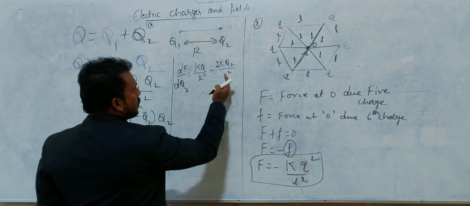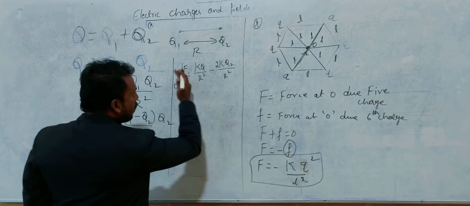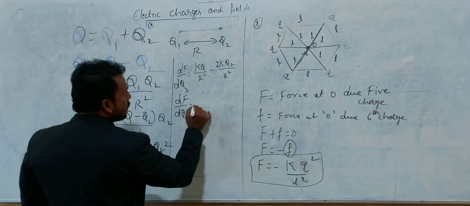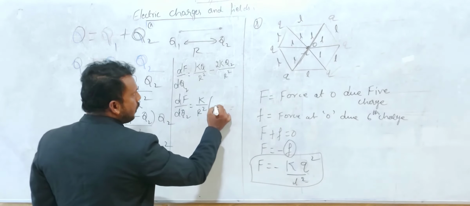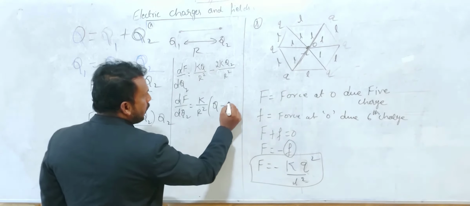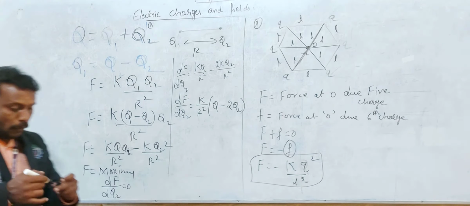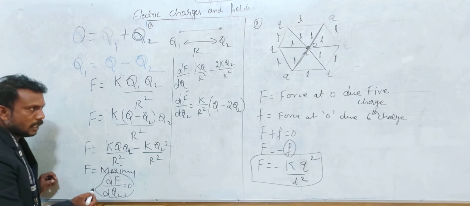Here K is also constant, R is also constant. K R square is common term. Take outside. dF divided by dQ2 is equal to K divided by R square, which is a common term, take outside. Remaining terms are Q minus 2Q2.